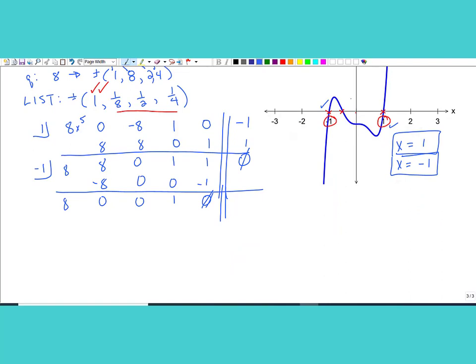So I know that this is going to be negative. 1/8 just seems too small, 1/4. I really think I want to try -1/2. That looks like it's right in the middle. So let's try -1/2. And remember, when you're doing the fractions, if the fractions get really messy, just stop, because you're not going to get a 0, and try something different.